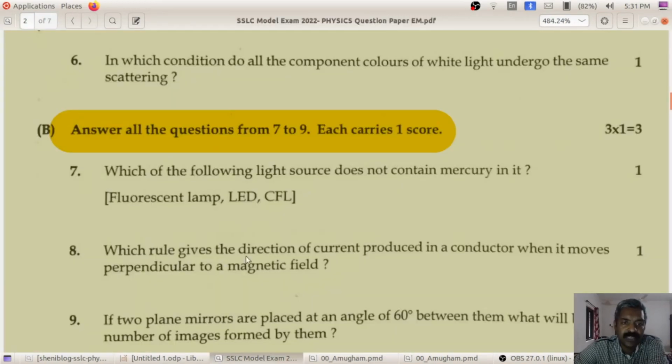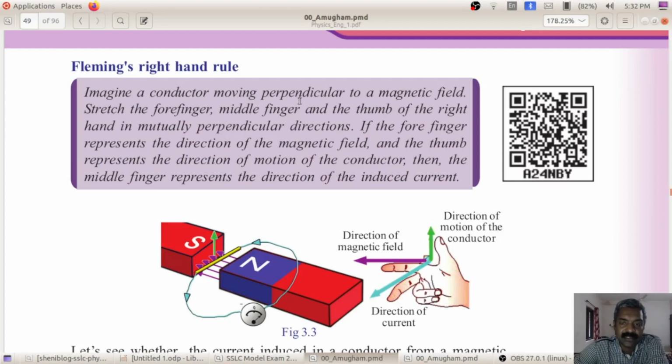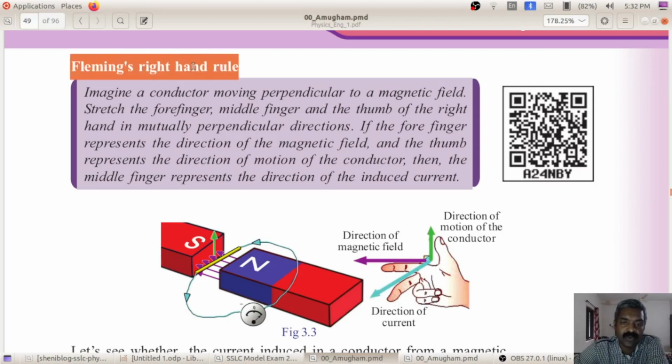Which rule gives the direction of current produced in a conductor when it moves perpendicular to a magnetic field? Imagine a conductor moving perpendicular to magnetic field. Then we have the direction of the current using this middle finger. So Fleming's right hand rule is the answer.